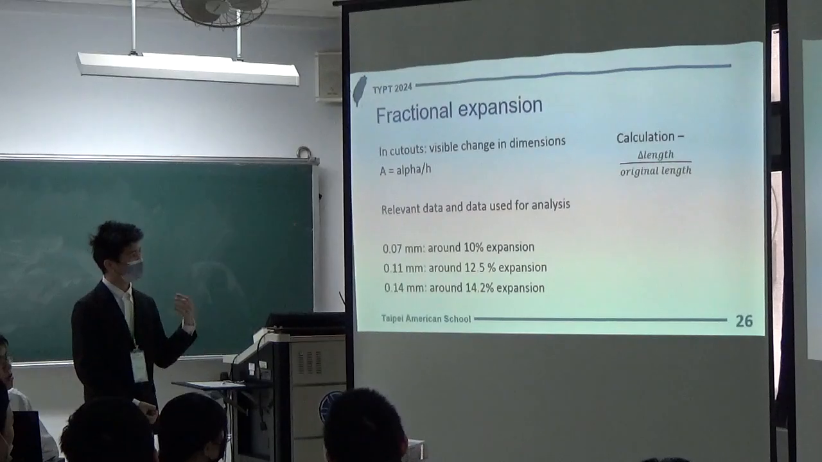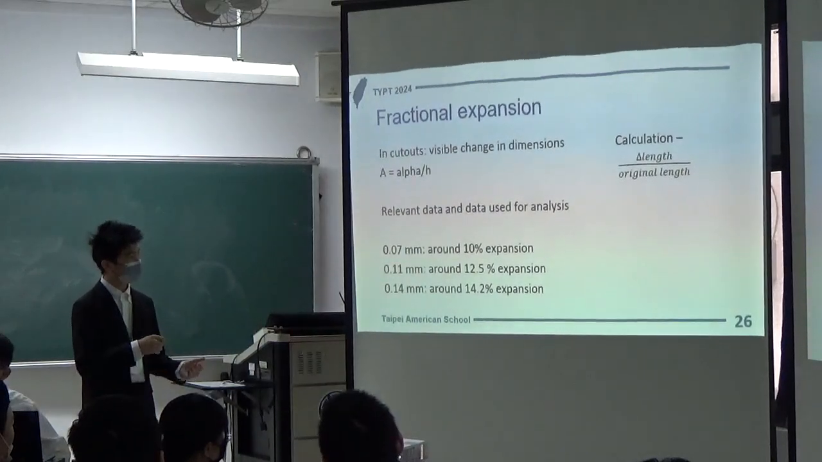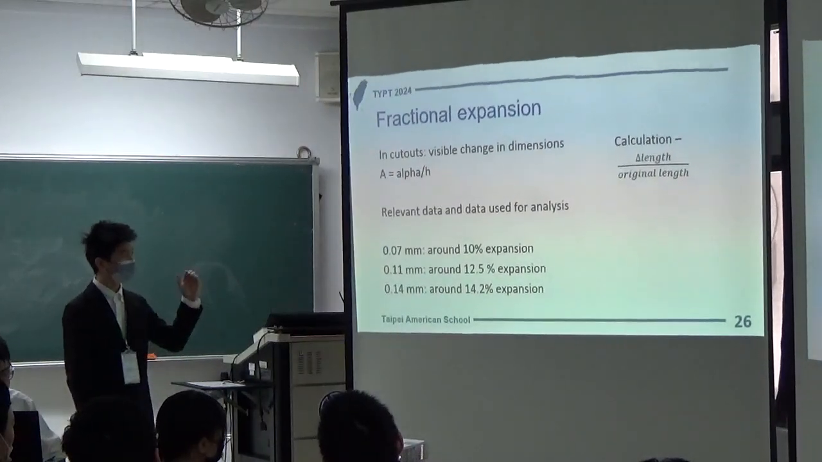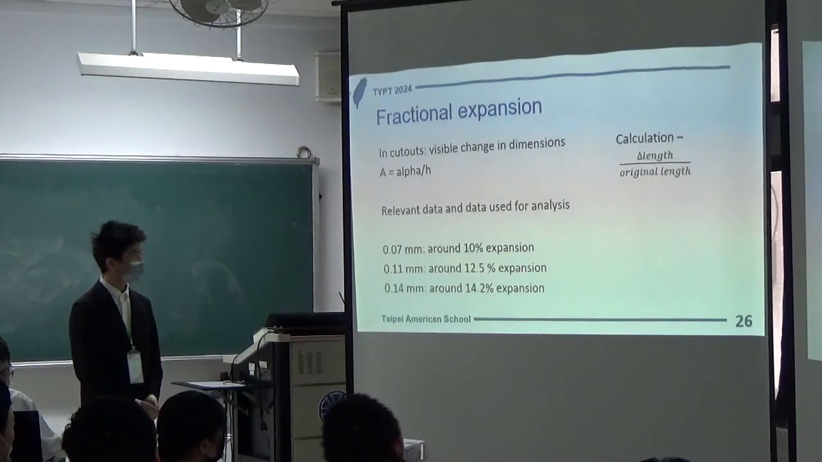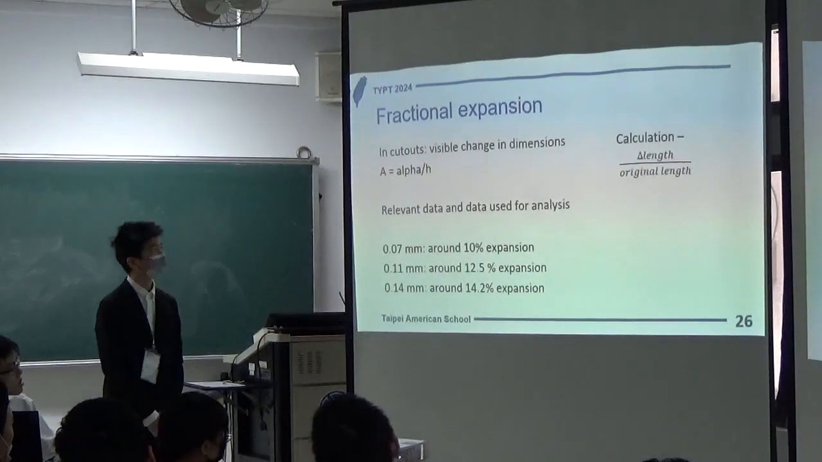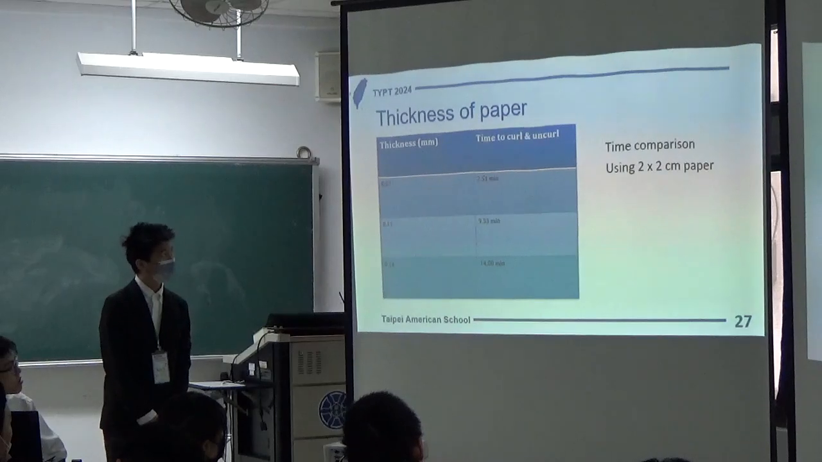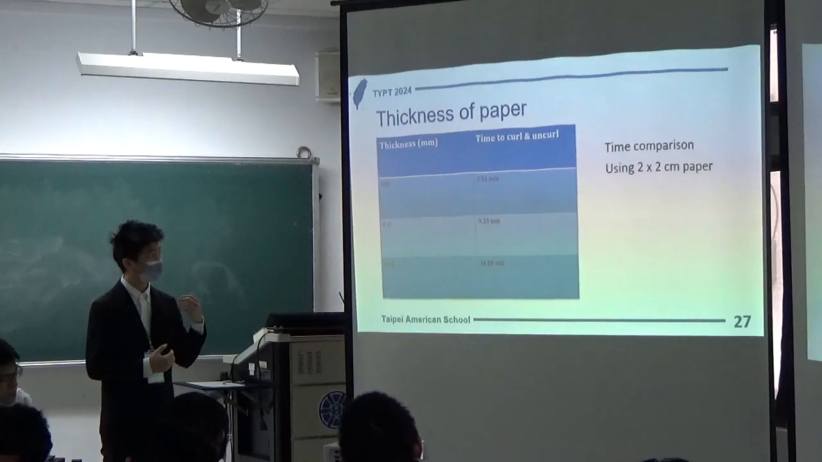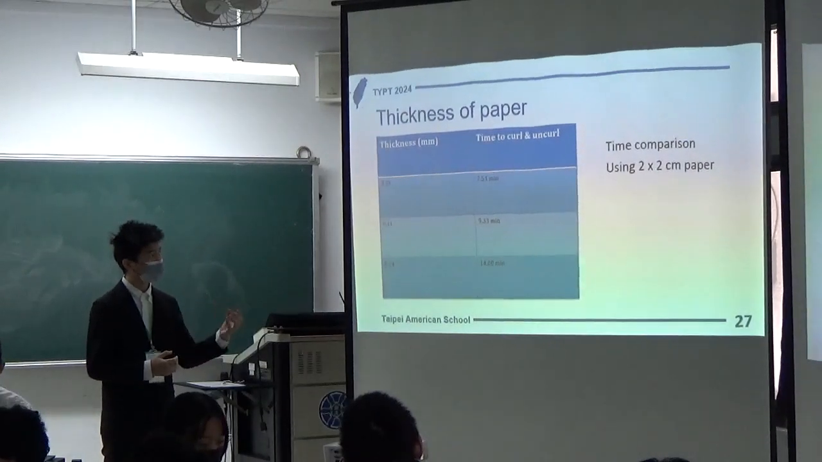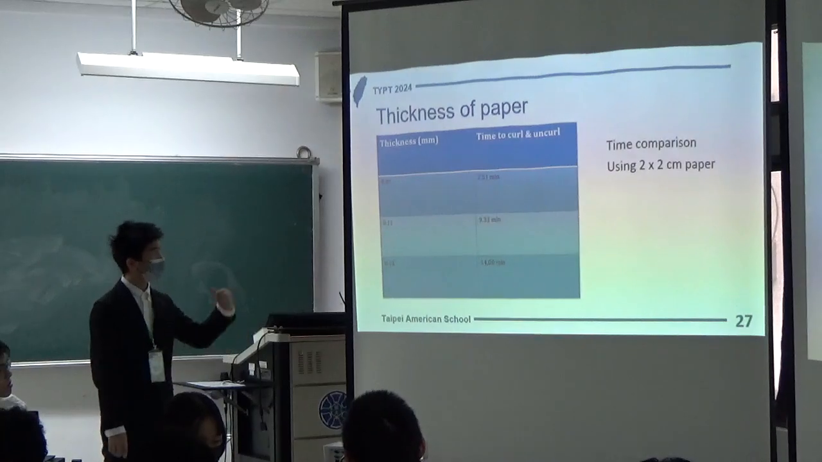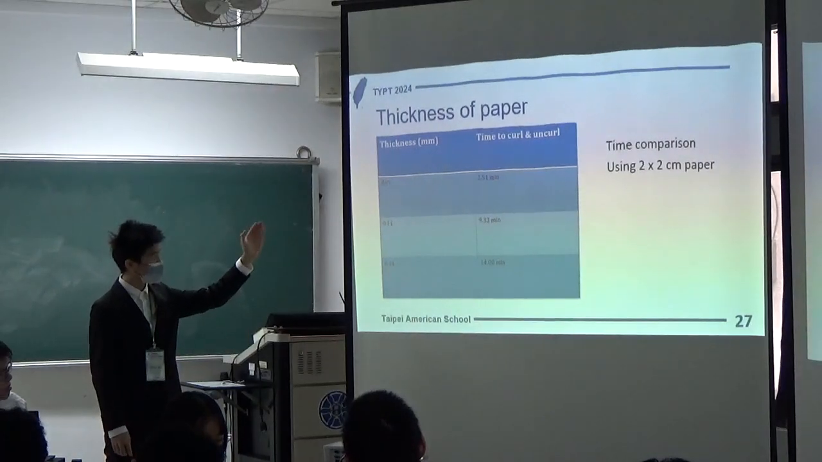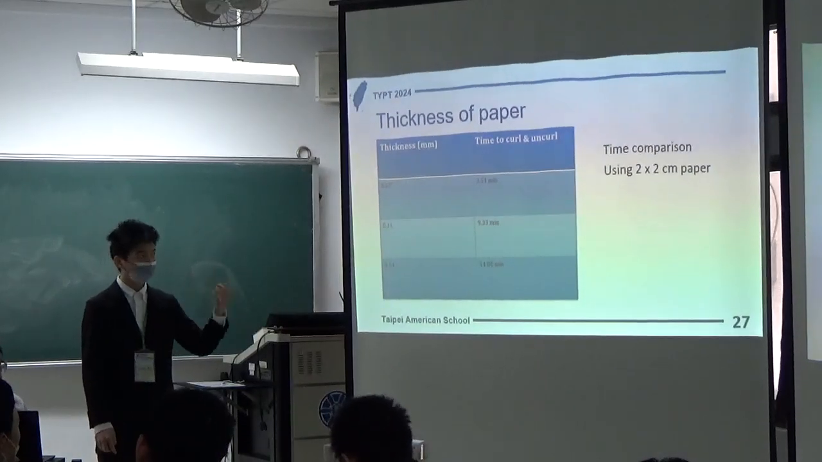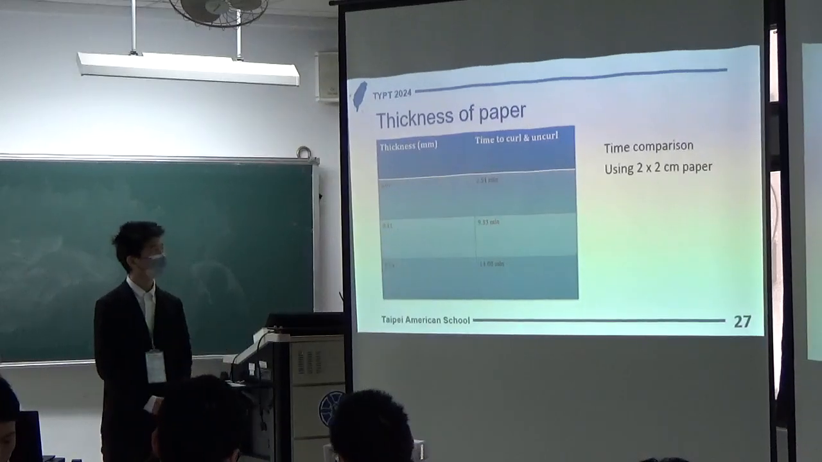In order to calculate the fractional expansion, we computed the change in length over the original length. And if you look at the different thicknesses of the curling paper, we see different levels of expansion. Additionally, instead of just looking at the boundary conditions for different thicknesses of the paper, we looked at the time it took for the paper to curl and uncurl, for 0.07 millimeters, 0.11 millimeters, and 0.14 millimeters. This was all done on a 2x2 square of tracing paper.